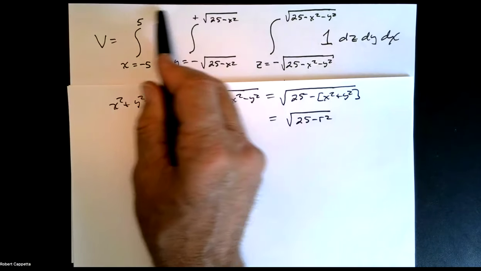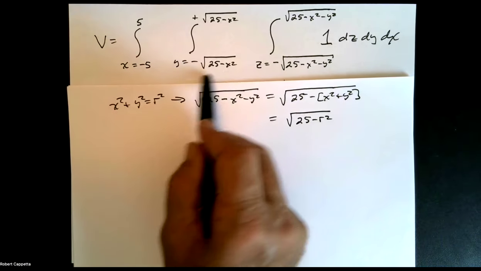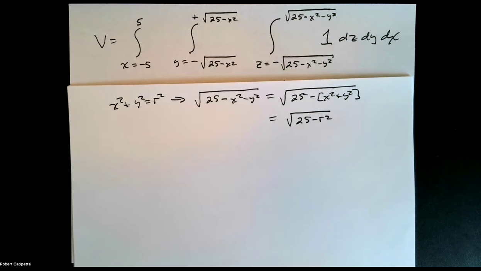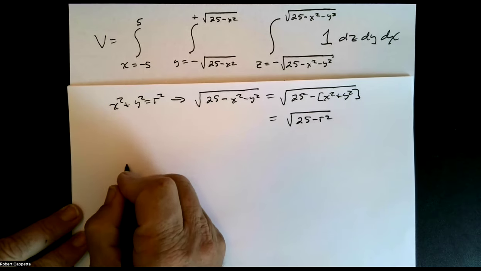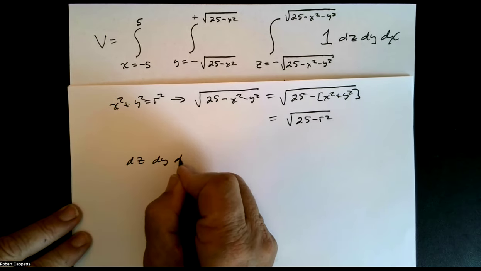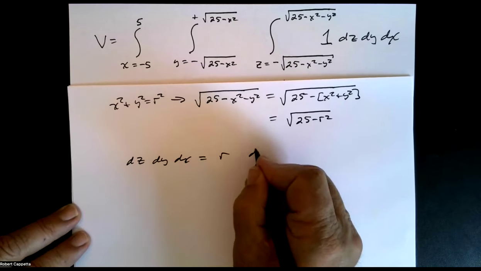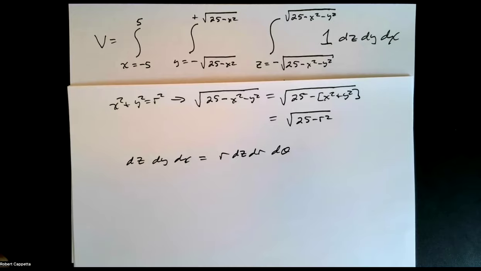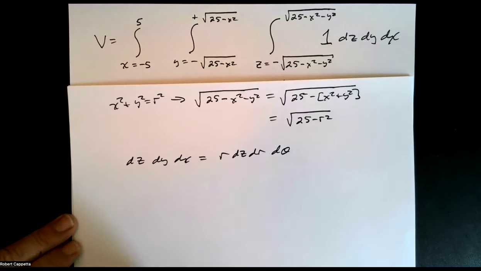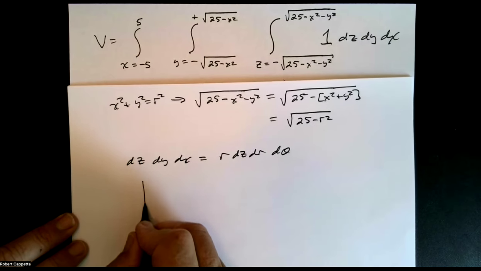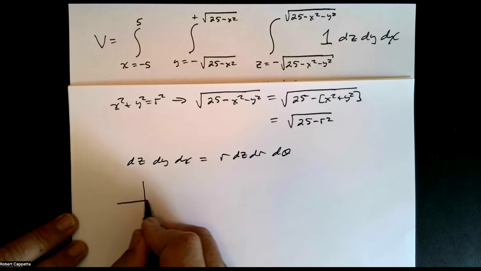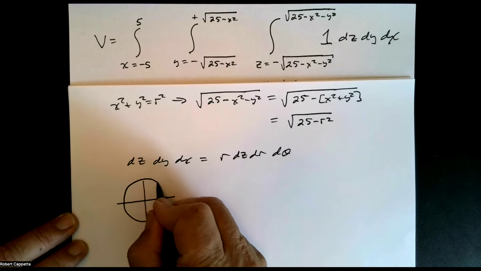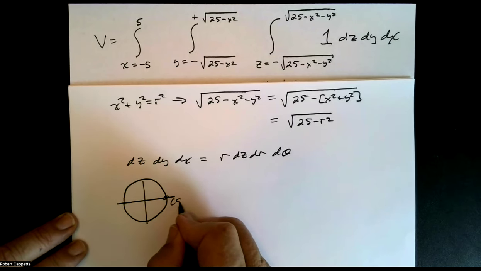And we are hoping that this part here can be converted to r's and thetas once we look at the region. And then, of course, our dz dy dx is going to be r dr d theta with a dz. So now let's consider the portion out here. So x ranges from 0 to 5, and y ranges from negative root 25 minus x squared to positive root 25 minus x squared. So what we have here is a circle of radius 5.